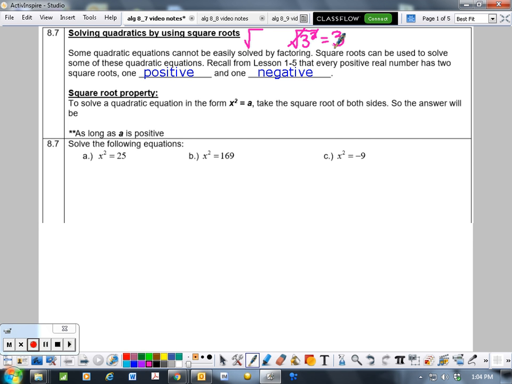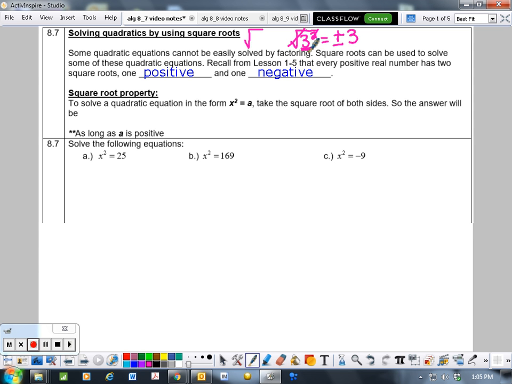Recall from lesson 1.5 that every positive real number has 2 square roots, 1 positive, 1 negative. So again, back up here, when we're looking at this, it really isn't 3. This is positive and negative 3. So every time I square root, I'm going to get a positive answer, but I'm also going to get a negative answer. And so we're going to be using this idea to help us out. Because we're going to be solving for x, we can't tell what the number inside is going to be. And so that's where we're going to get positive and negative x possibilities.